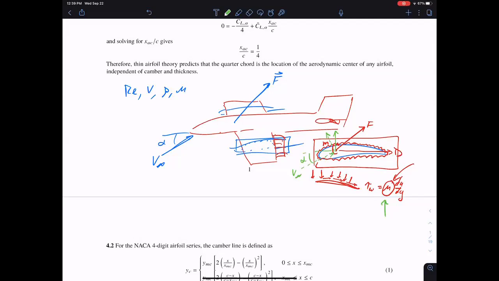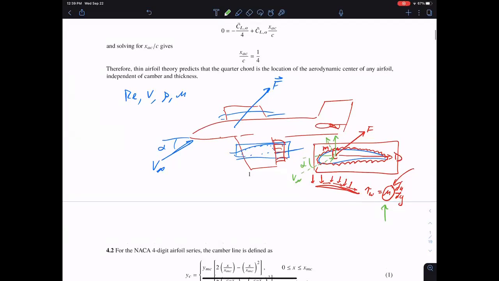Now, the pitching moment is a little different than a force. The force, we just integrate the pressures and their directions. We integrate that up, and we get a force, and we could actually draw that force acting anywhere along that airfoil.